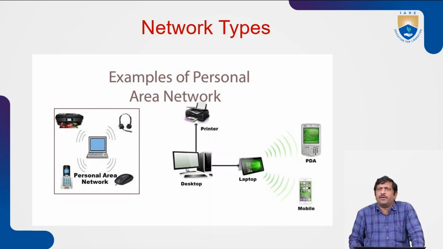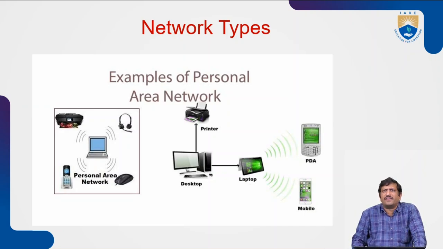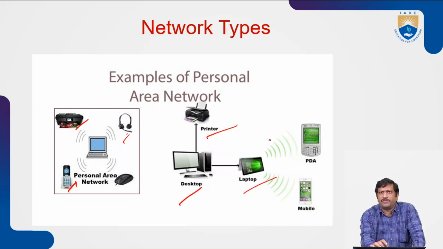Here is a simple example of a personal area network. The device will be connected to any other Bluetooth device, such as smartphones, or any other devices within a few meters. It can be connected to the desktop, the printer, or the laptop, and any mobile device. These personal devices are connected locally, within a few meters, because the signal spreads only a few meters.